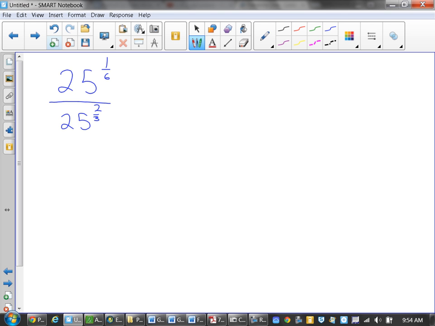25. So if I'm looking at this, do those have the same base? Yeah. Are they raised to different exponents? Yeah. What do you do? You play war. It's division, right? Which means in order to be able to play war here, you have to have a common denominator. So if I'm looking at 1/6 and 2/3, it becomes 4/6.